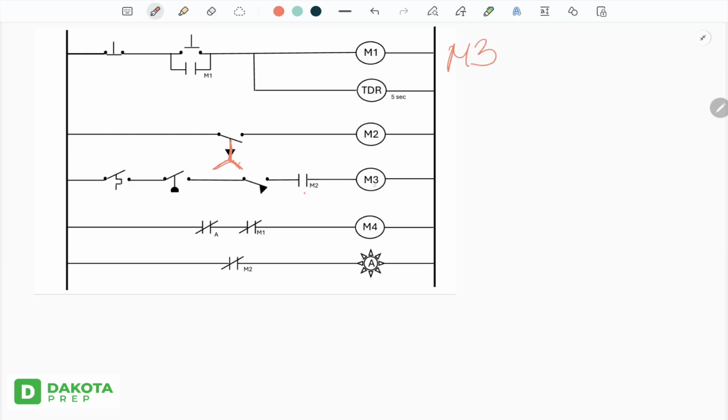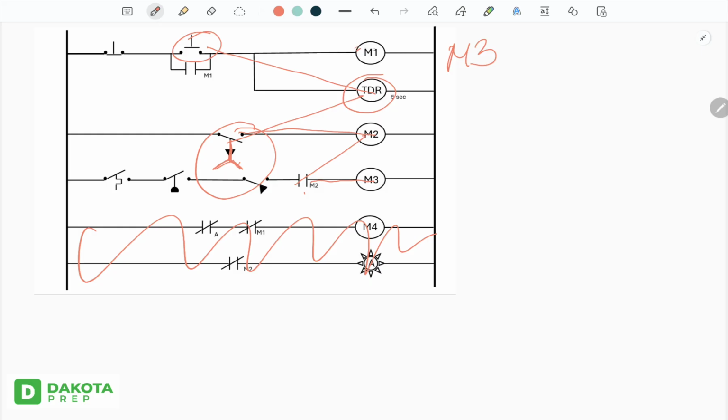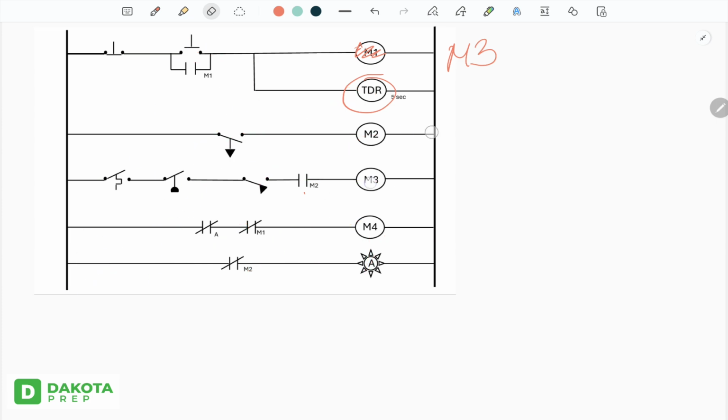M3. So in order for M3 to be energized, M2 needs to be energized. Go to M2. In order for M2 to be energized, oh, we hit this bad boy. In order for this guy to close, we got to go here. In order for this guy to close, we got to go here. Boom. Super easy. As long as you work backwards, because again, none of this stuff down here matters. Technically, this doesn't really matter either. The only thing that matters is M3 to M2, M2 to on delay to TDR, TDR to start button. Boom, done.